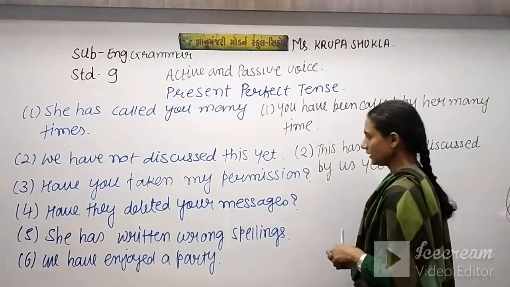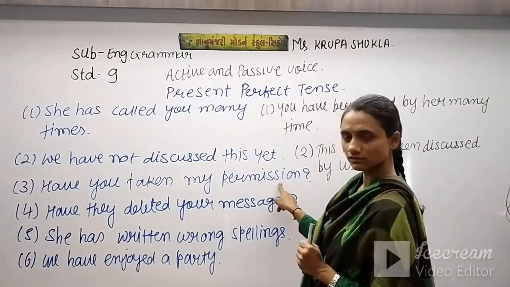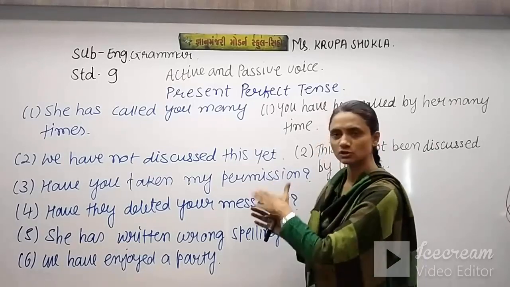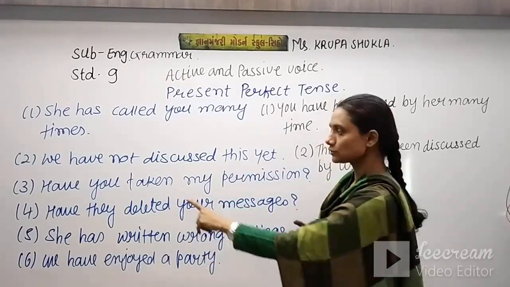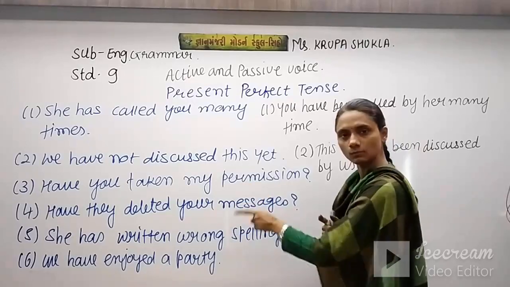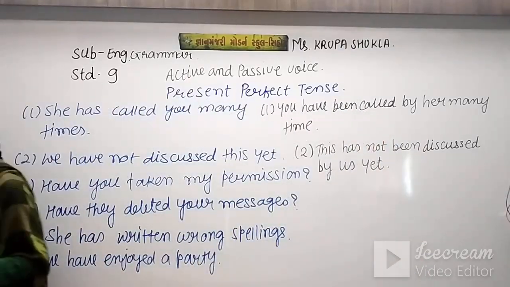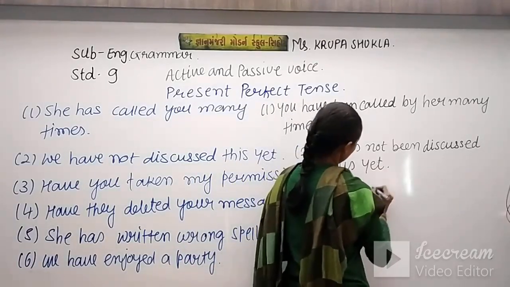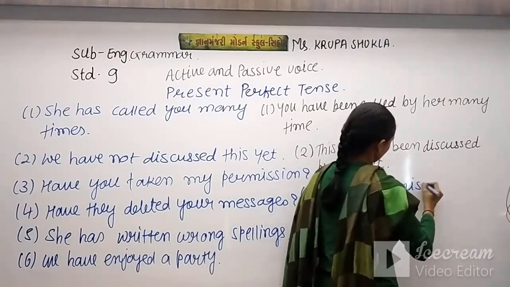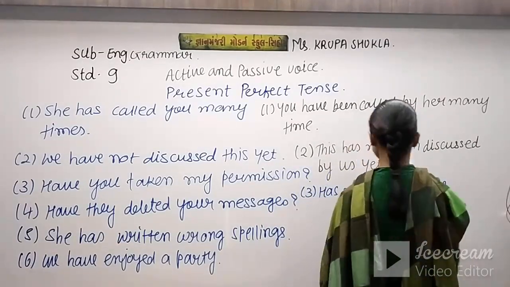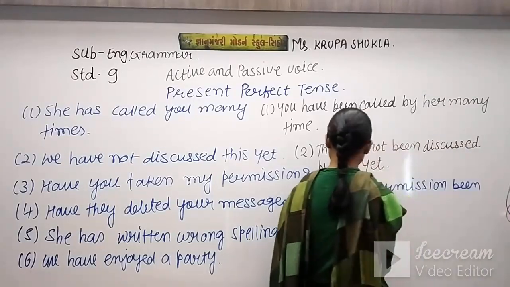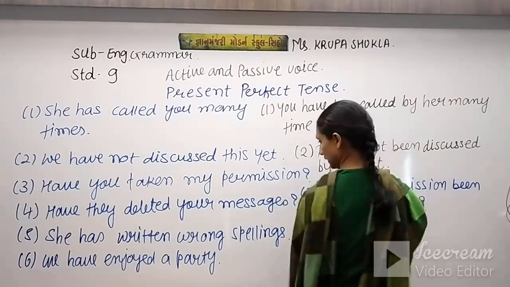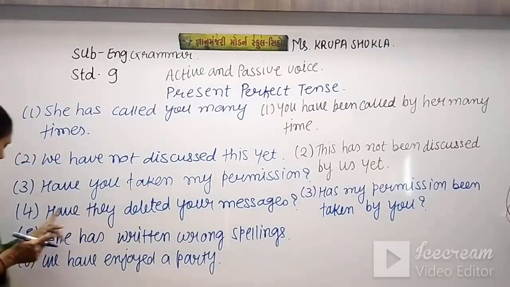Number 3 is an interrogative sentence. Have you taken my permission? So, my permission is a singular form, so that will come first. And when my permission comes first, we will take has. So, has my permission been taken by you? That is the answer.